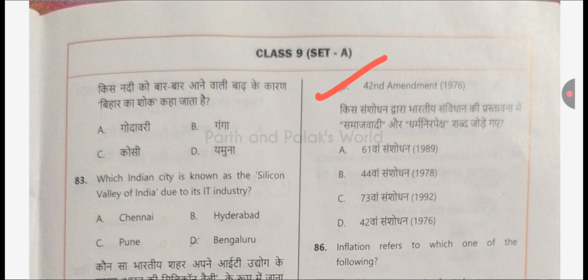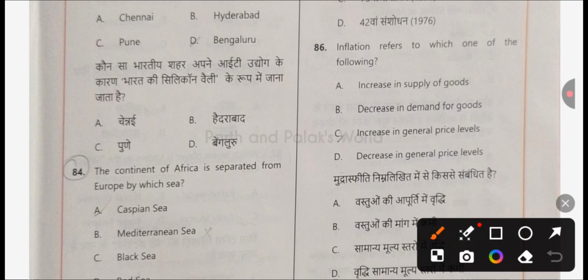Now moving on to the next question, which is question number 86. Inflation refers to which one of the following? The correct answer would be option C, increase in general price levels.